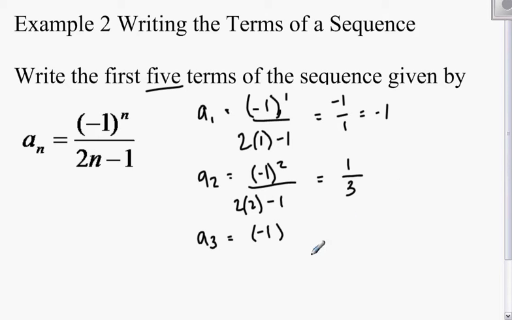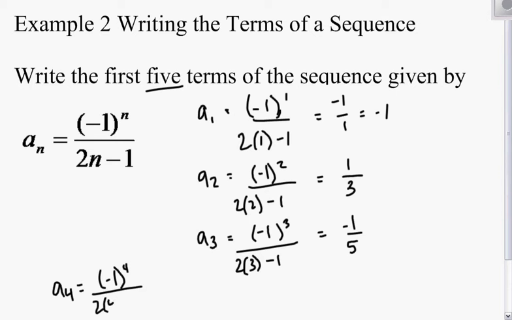Okay, so a sub 3, we've got negative 1 cubed over 2 times 3 minus 1, negative 1 over 6 minus 1 is 5. A sub 4, negative 1 to the 4th over 2 times 4 minus 1, positive 1 over 7.